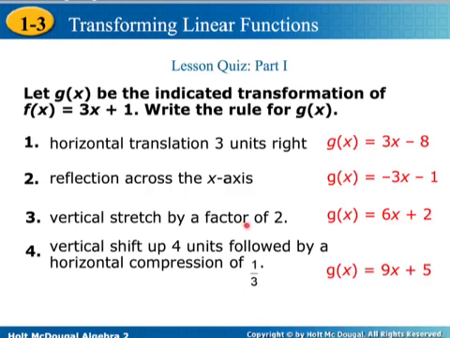And then our vertical stretch by a factor of 2. So I'm going to multiply the entire equation by 2 because it's vertical stretch. So we keep the factor whole. If it was horizontal stretch, we would go 1 over. So vertical shift up 4 units followed by a horizontal compression of 1/3. So a compression of 1/3 means 1 over a third. And so we need to shift up 5 units, or plus 5. But then we also need to say 3 times 3x to get 9x plus 5. Alright?